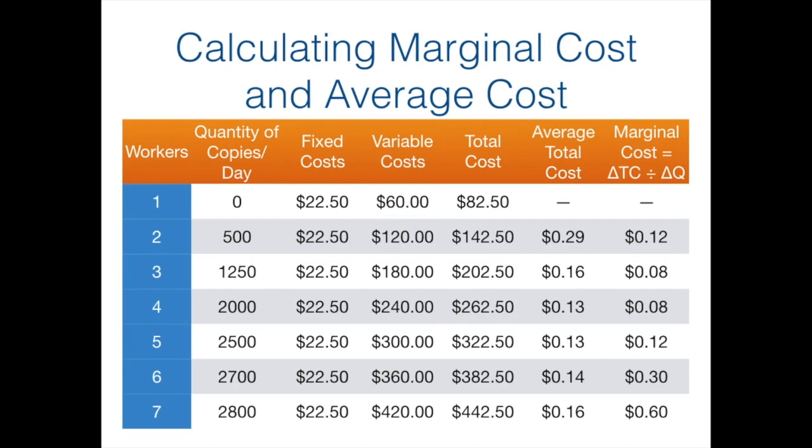In this chart, suppose that you own a printing shop. Here you have your number of workers, your fixed cost, your variable cost, total cost, your average cost, and marginal cost. Stop the video, take a few minutes, and see if you can follow the calculations that complete each of these columns.